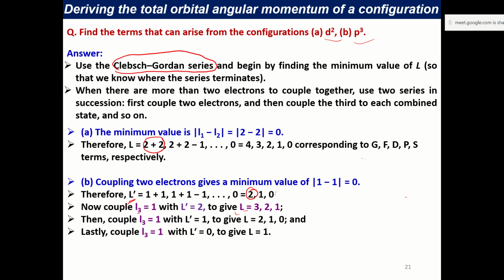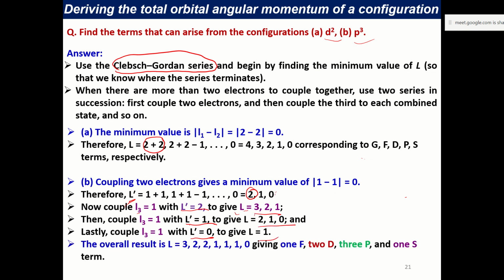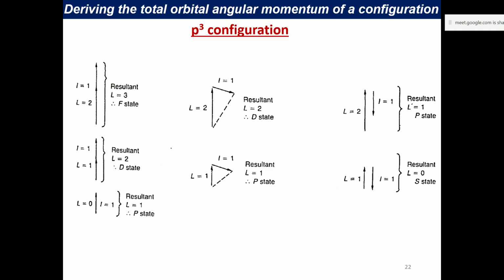So finally, when L prime is 2, L prime is 1, L prime is 0, we have 3, 2, 1, then 2, 1, 0, and 1. Now you put it together and write all of them. So overall resultant L is 3 once, 2 twice, 1 three times, and 0 once. So this will give you 1F, 2D, 3P and 1S.